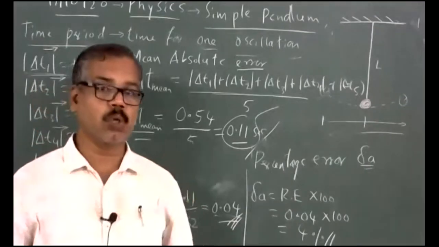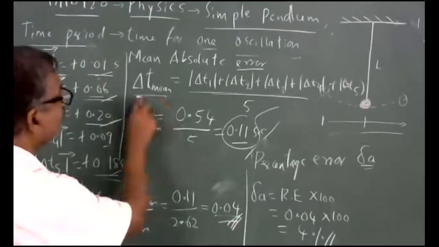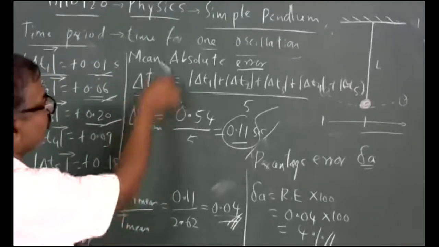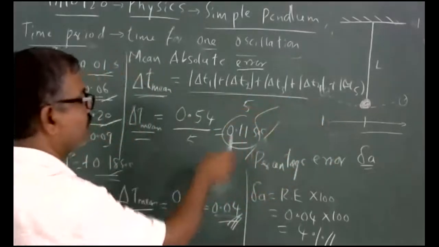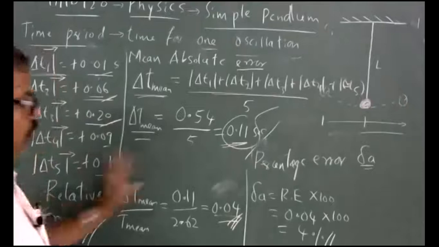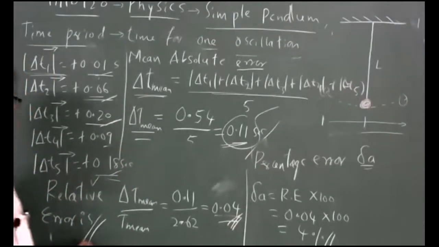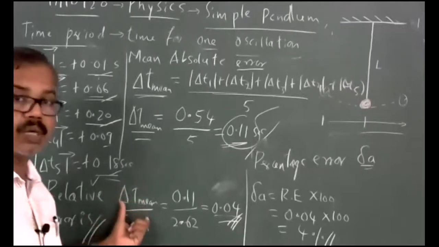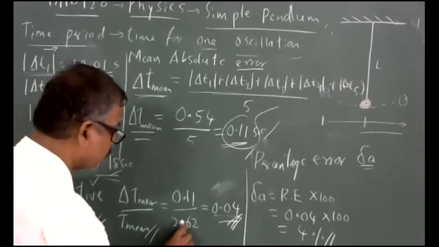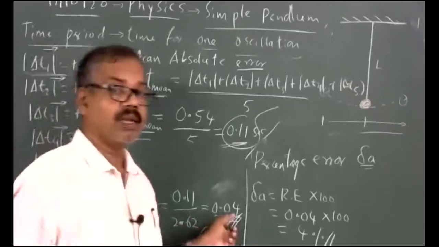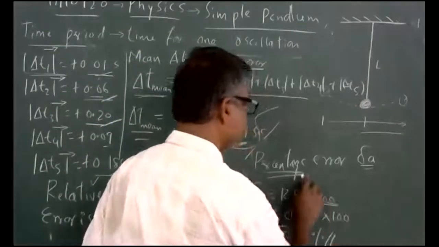Once the absolute errors are over, they are called individual absolute errors. Now go for the mean absolute error. What is the mean absolute error? Mean absolute error is defined as adding all the individual absolute errors divided by the number of trials. We got the mean absolute error value as 0.11 second. Once that is over, what is the relative error? Relative error is defined as mean absolute error divided by T mean. T mean already calculated is 2.62. Then do the mathematics, you'll get decimal places. Then once you multiply by 100, you'll get the final 4% error.